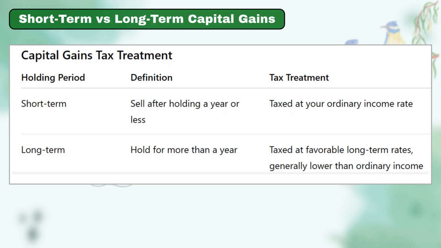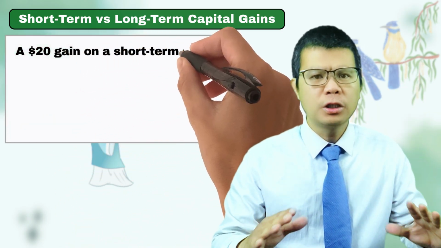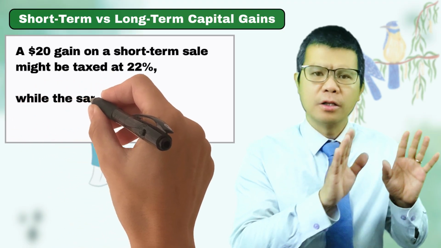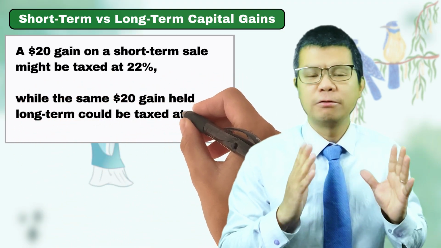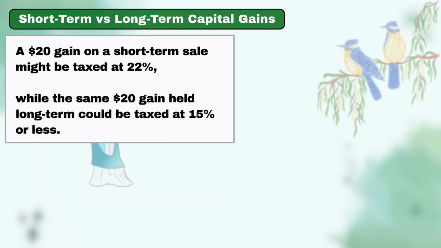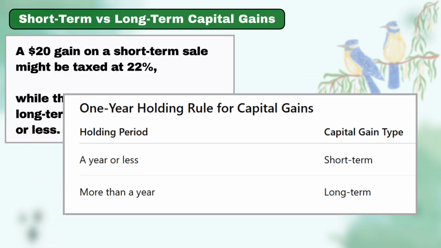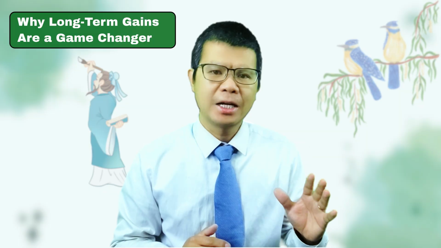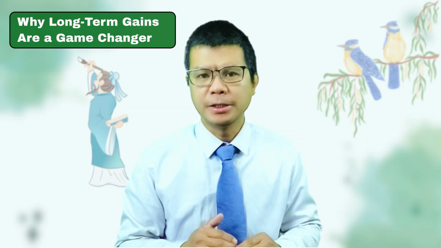no matter your bracket. For example, a $20 gain on a short-term sale may be taxed at 22%, while the same $20 gain held long-term could be taxed at 15% or less. Remembering the one-year rule can make a meaningful difference over time. Long-term capital gains are a real game changer because they are taxed very differently from ordinary income and short-term gains.